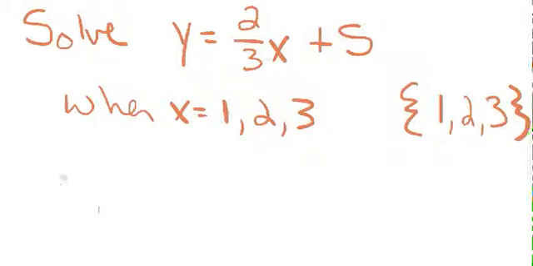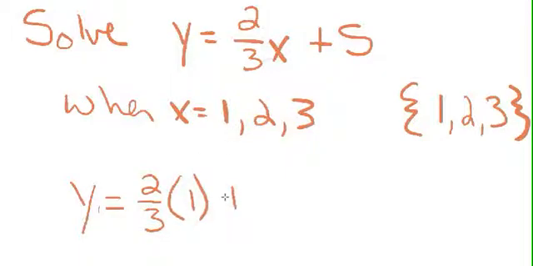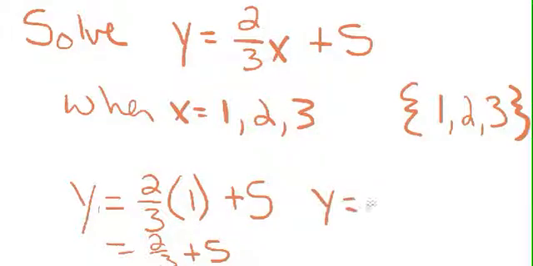First, for x equals 1, all I'm going to do is write the equation exactly as I see it, except whenever I see an x, I'm going to plug in a 1. Okay, now I'm ready to simplify. 1 times 2/3 is 2/3 plus 5, so y is equal to 5 2/3, or depending on how your teacher wants it, most of them prefer improper fractions, which would be 17/3. That is when x is equal to 1.